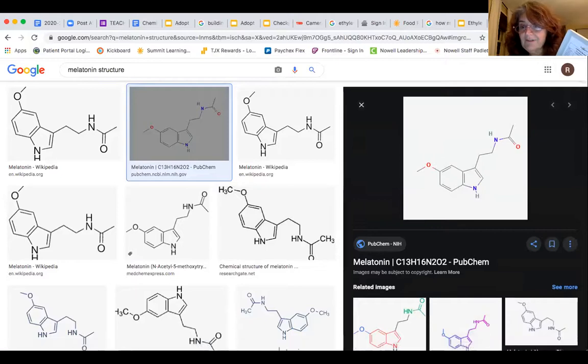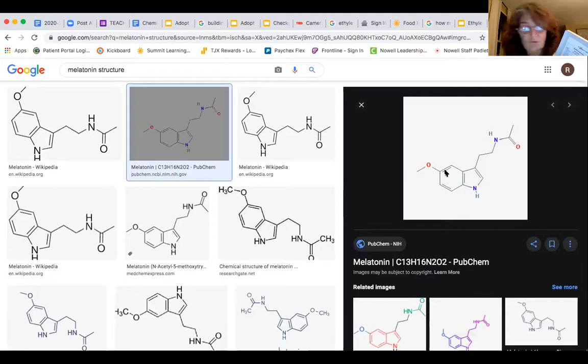So here we have it. Here's carbons in a 6-sided ring. This is carbons in a 5-sided ring. Here's your 1 nitrogen. Here's your 2 nitrogen. Here's one of your oxygens. It's double bonded to a carbon there. And here's another oxygen single bonded to the carbon in this 6-carbon ring.